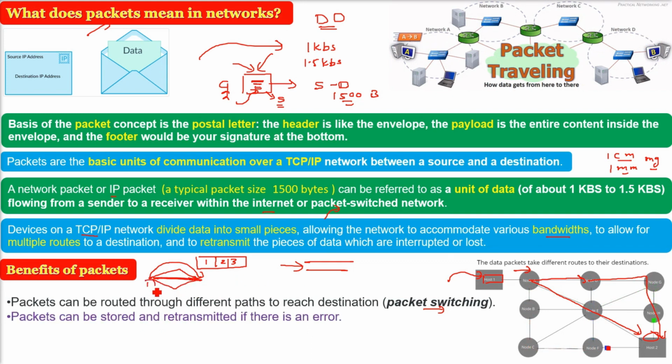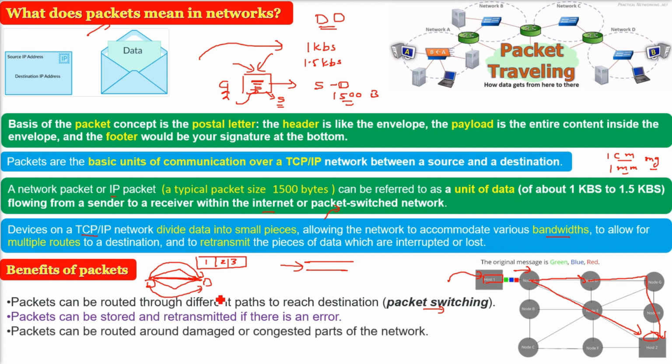As I told you, this packet can be stored and can be retransmitted also. If there is a certain error, say the receiver realizes the message is not good, it can be retransmitted. If there are damaged packets or a congested part of the network, or even if the network is damaged or broken, packets can be rerouted also. And the most important part is security. Every packet can be given encryption, which will be decrypted on the receiver side.